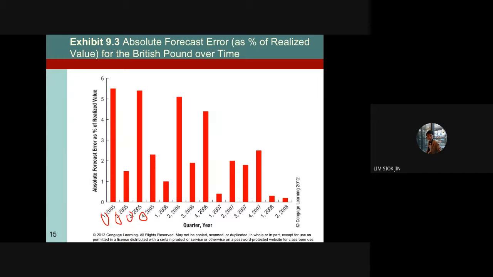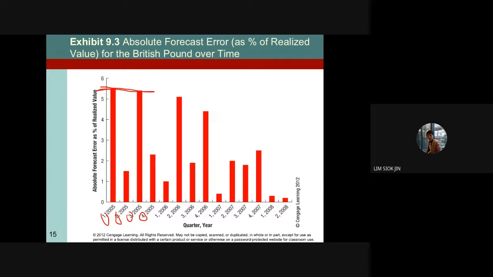If you look at the first and third quarter of 2005, you can see that this number is very high. This percentage here is very high. Means what? Means the error that they predicted compared to the actual exchange rate, there is a big difference. Let's say they predict something will happen, but then they got it wrong. This is the difference in forecast versus the realized value.